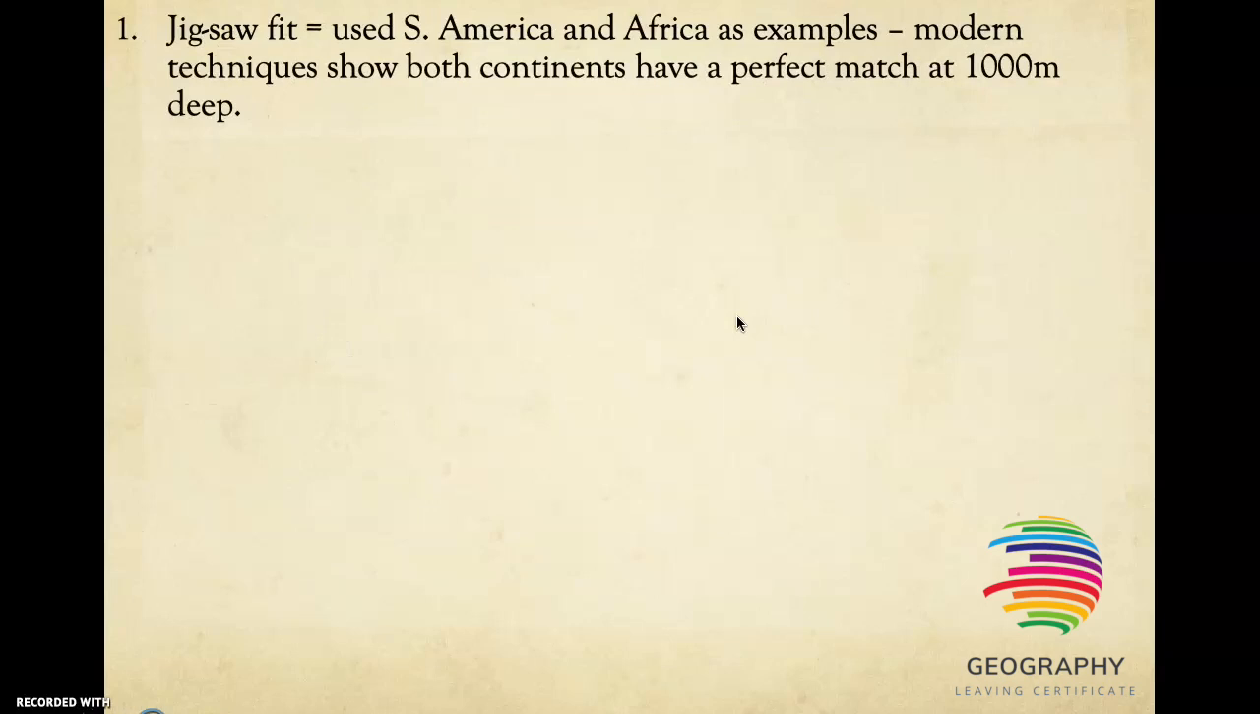Now, modern day techniques were able to go down in submarines way down into the land masses under the sea, and at a depth of about 1,000 meters we were able to map out the edges of these continents, and as they were mapped out we were able to put them together and they fit together almost perfectly. The reason why they don't fit together perfectly up over the ocean is because weathering and erosion is breaking down the land masses. But 1,000 meters below sea level, they fit together almost like a perfect match.